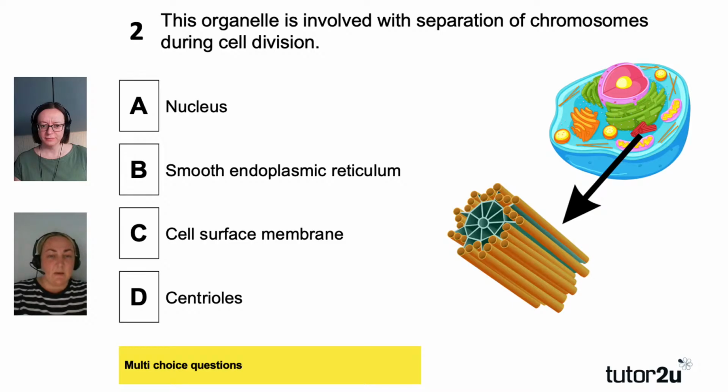I would go with D, because I think centrioles is one of the organelles that you can identify through the image of it quite easily. Yep, I agree. Yep, you are right. So that is a centriole, and there are multiple centrioles.